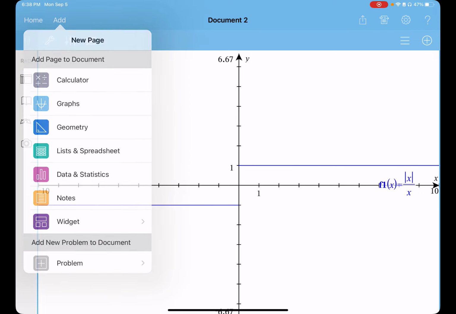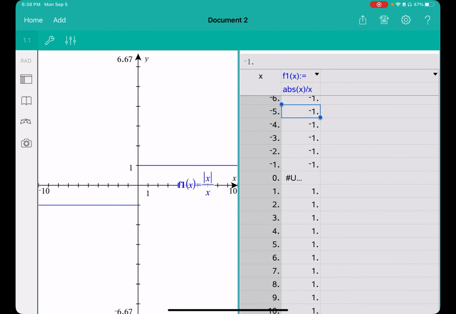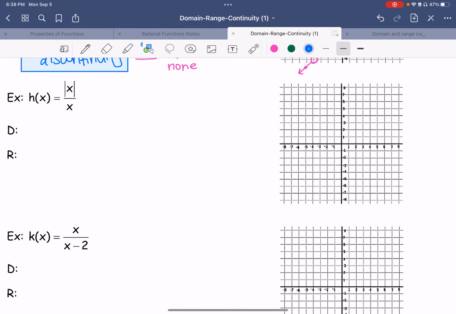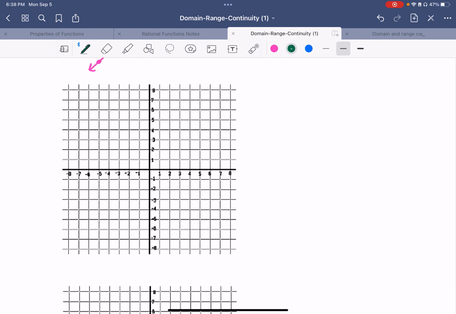I'm going to pull up the table as well so I can get some points. So on the negative side, I have all negative ones. There's something going on at 0, and then after the positive numbers, it's all +1. Now notice this is a type of jump discontinuity. So when it got to the y-axis, it jumped from -1 to +1. So that's going to be the type of discontinuity here. It just jumped up.